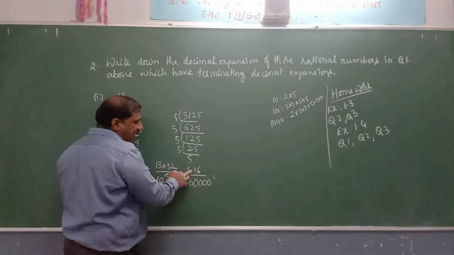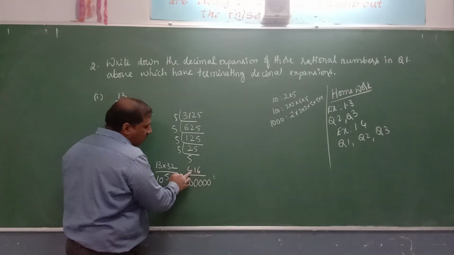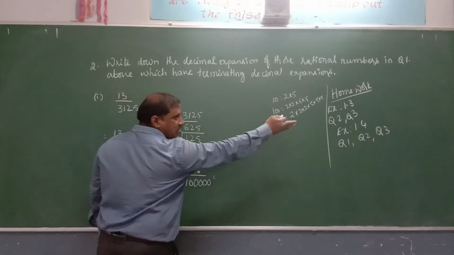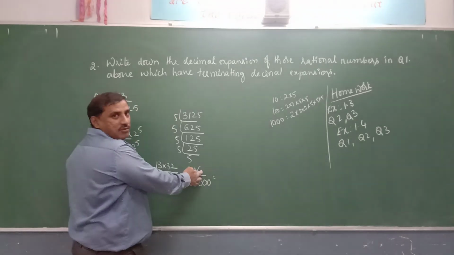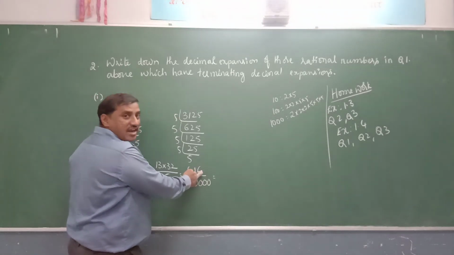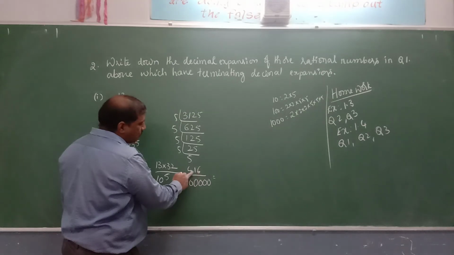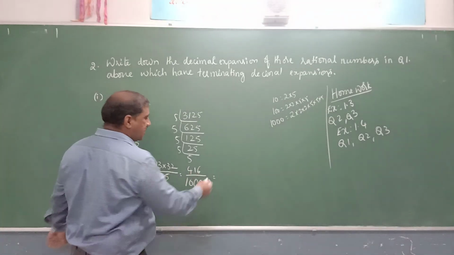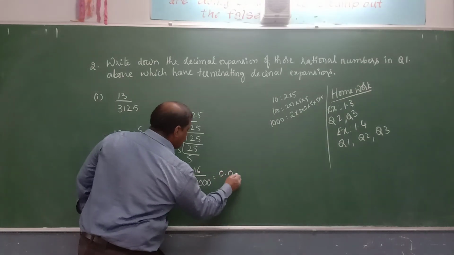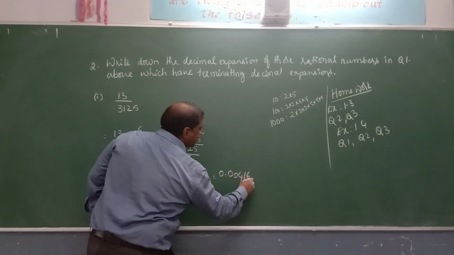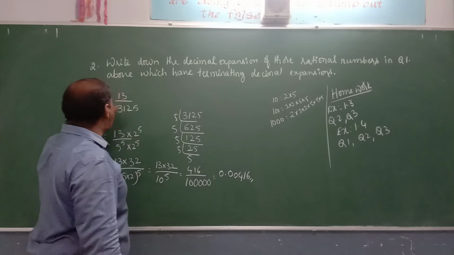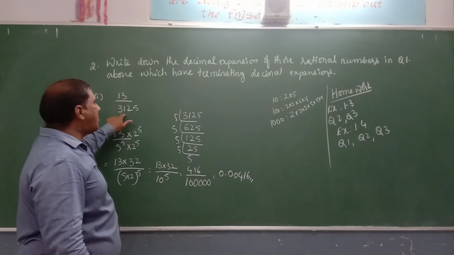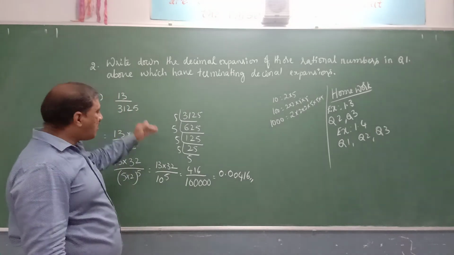Where is the decimal point? It is 416, which means 416.000. So after 6 we have the decimal point. So it should move 5 places. We have 1, 2, 3. The 4th and 5th places are not there, so we should keep 2 zeros. Therefore 0.00416 is the decimal expansion of 13 by 3125.